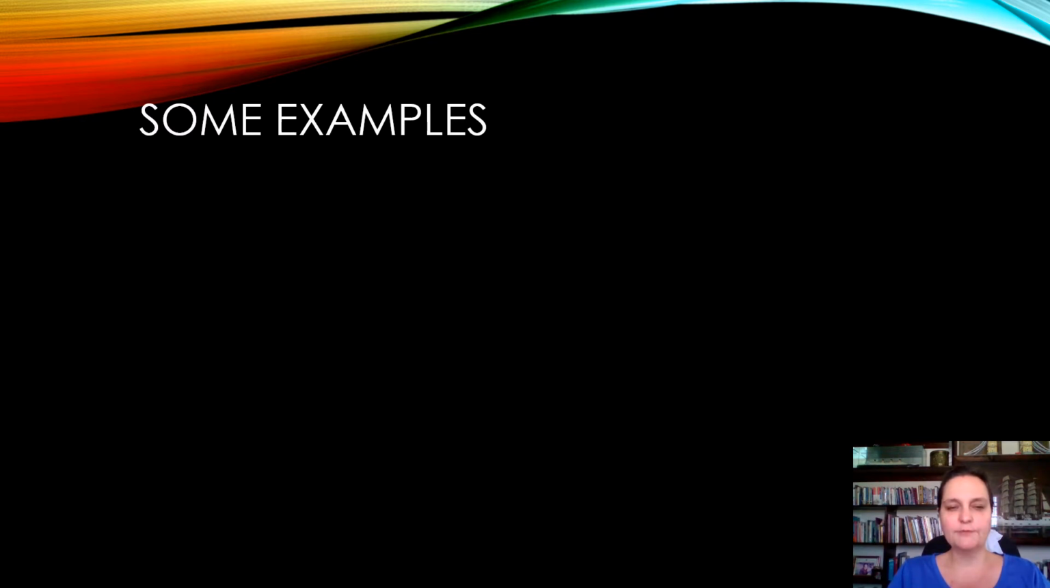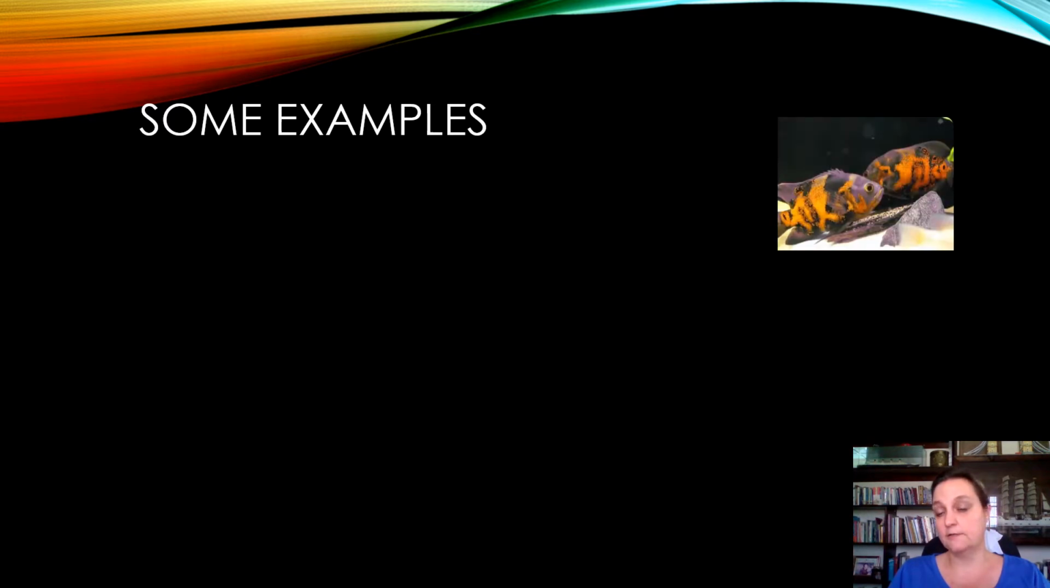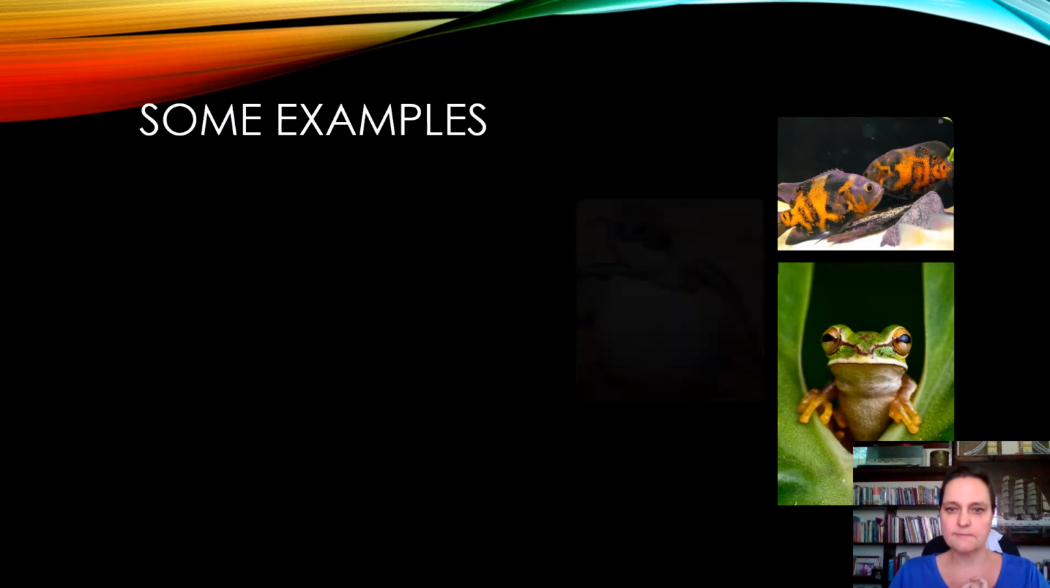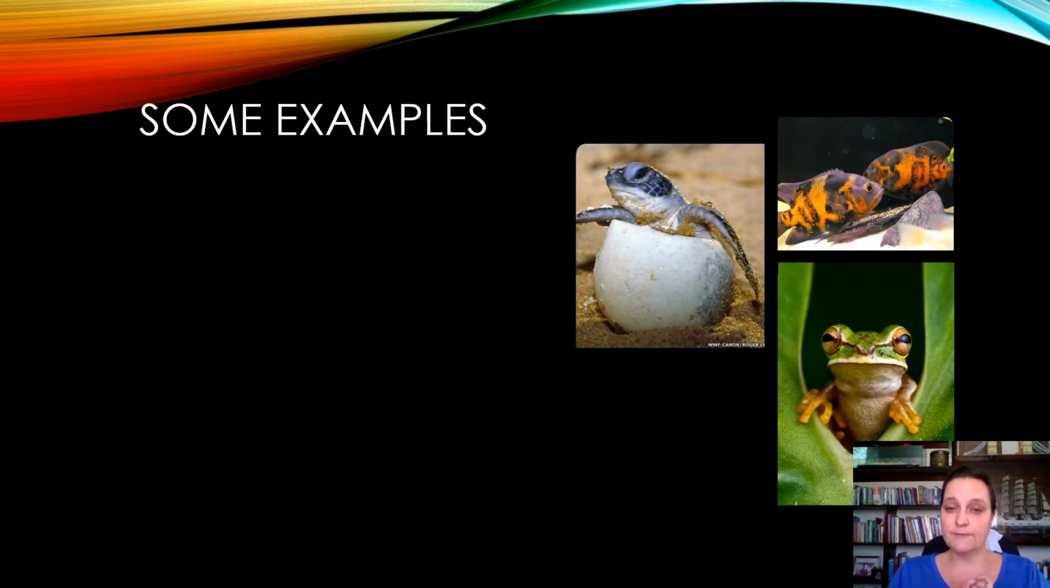Let's look at some examples of oviparous animals. The first example are bony fish. So many bony fish are egg-laying or oviparous. Many amphibians are also oviparous. Remember, an amphibian includes frogs, and toads, and newts and salamanders. Most reptiles are oviparous as well, egg-laying. Remember, our reptiles include turtles and tortoises and crocodiles and lizards and snakes, so all reptiles.